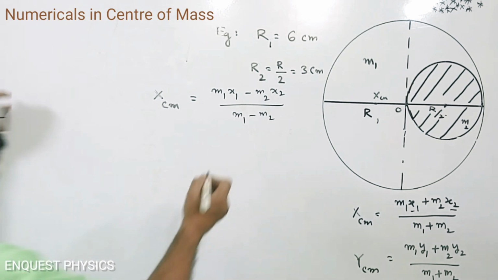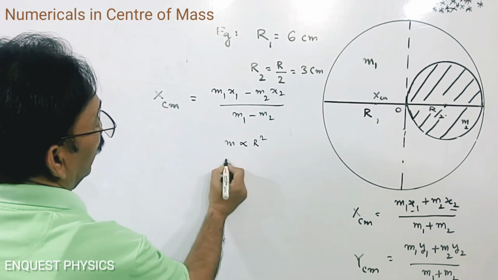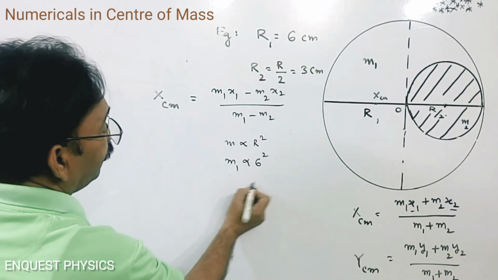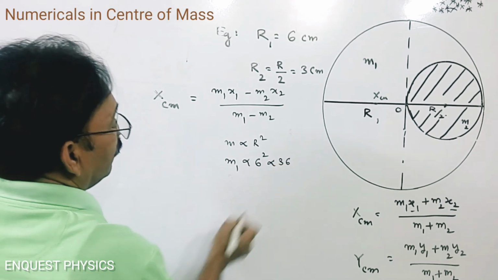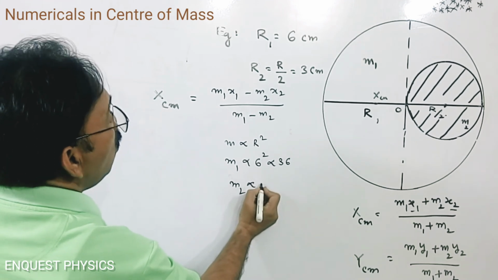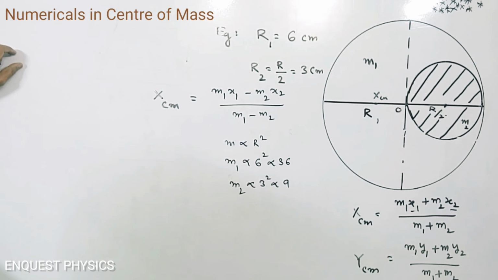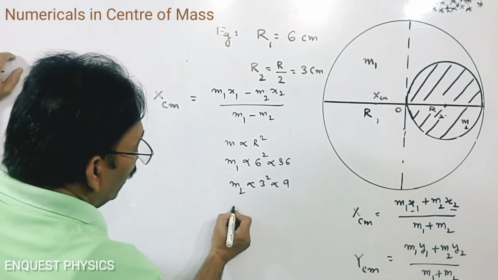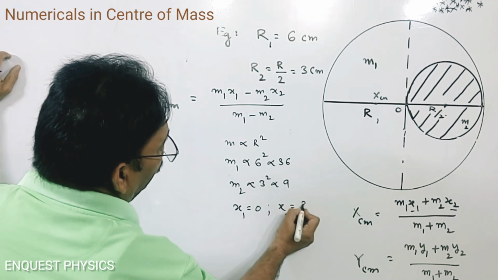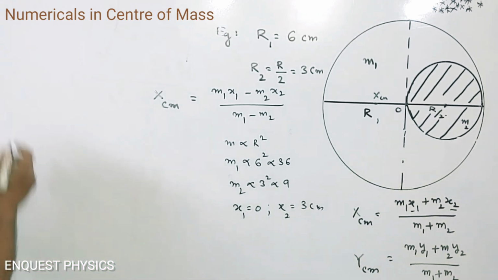We learned that m is proportional to r squared. That's why m1 is proportional to r1 squared, 6 squared, 36. m2 is proportional to 3 squared, it is 9. And also we have to take x1 and x2. Obviously, x1 is equal to 0 and x2 is equal to 3, it is 3 centimeter. Just put the values there, students.